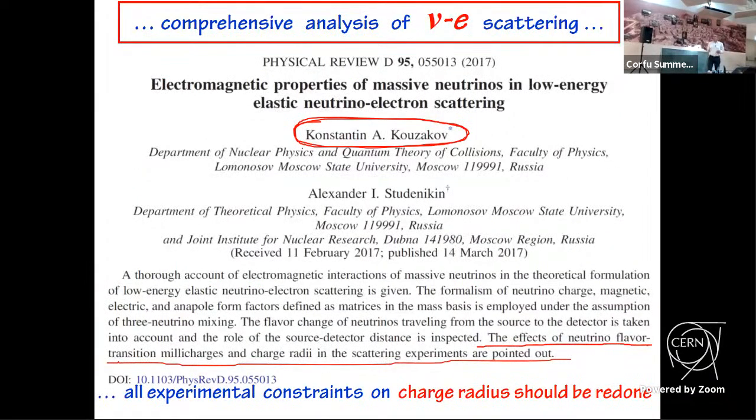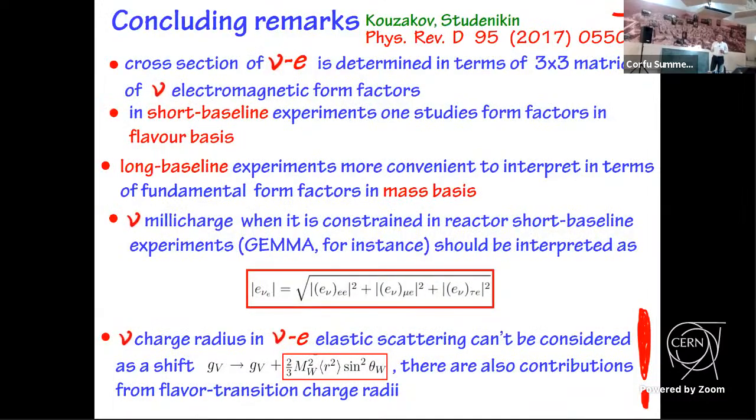And I will just go back to our paper where we analyzed neutrino electron scattering, accounting for mixing, and also accounting for all possible electromagnetic characteristics of neutrinos. And one of the conclusions was that the neutrino charge radius in neutrino electron scattering cannot be considered just as a shift of the vector coupling following this prescription, because there are also contributions from the flavor transition charge radius.